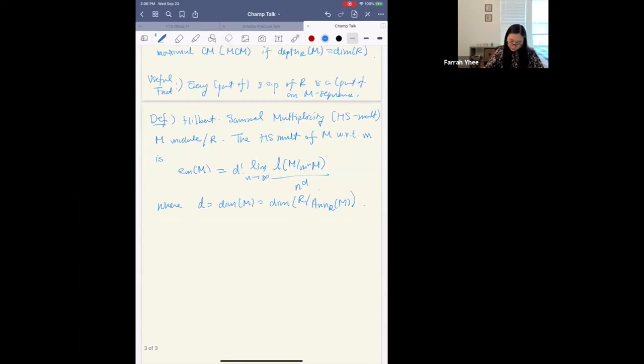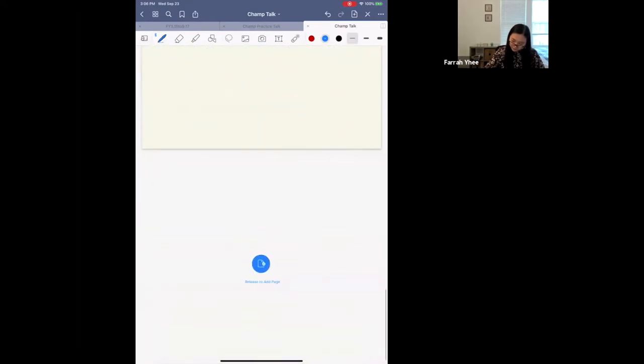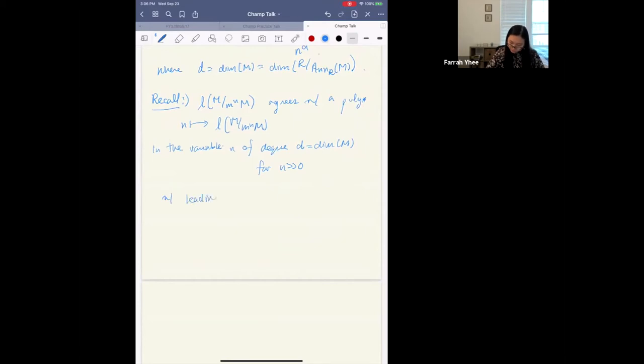So just recall, this limit kind of looks scary, but it's not, because my function would just be n going to the length of M mod m^n M. This agrees with a polynomial in the variable n of degree d, which again is the dimension of M, for n greater or equal to zero. And in fact, I should say, with leading term, it's going to look something like some positive integer over d factorial, times n to the d.